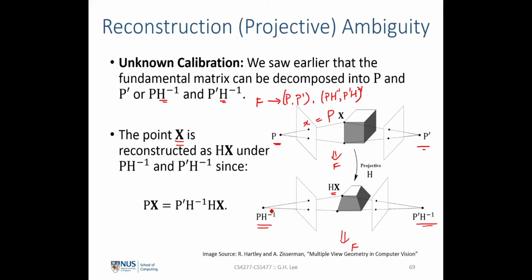And we can see that under this particular decomposition, as well as the distortion of the 3D reconstructed point by the projection matrix H over here, it will still be projected onto the same image point X over here, simply because we have PH inverse multiplied by HX, which is equal to P of X, equivalent to the original projection under the original setting. But in this case, we'll see that the reconstructed 3D structure is actually subjected to a projective ambiguity.